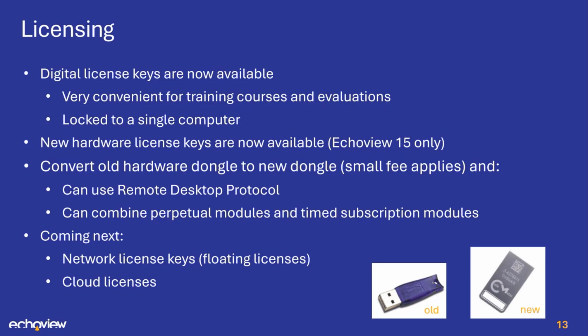For people with existing licenses, they can swap their dongles over to this new system for a fee, and that's available for Echoview 15 onwards. And we're currently also working on the ability to have network license keys, so that's floating licenses within an organization, and also cloud licensing as well. So watch this space on those two topics.